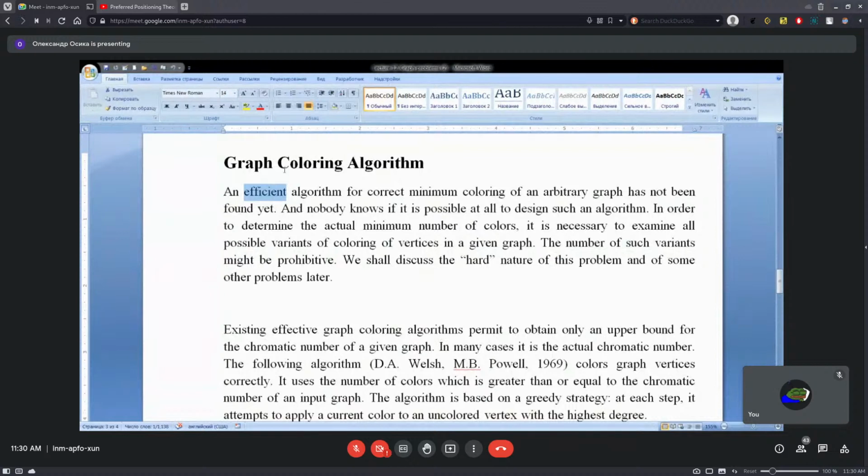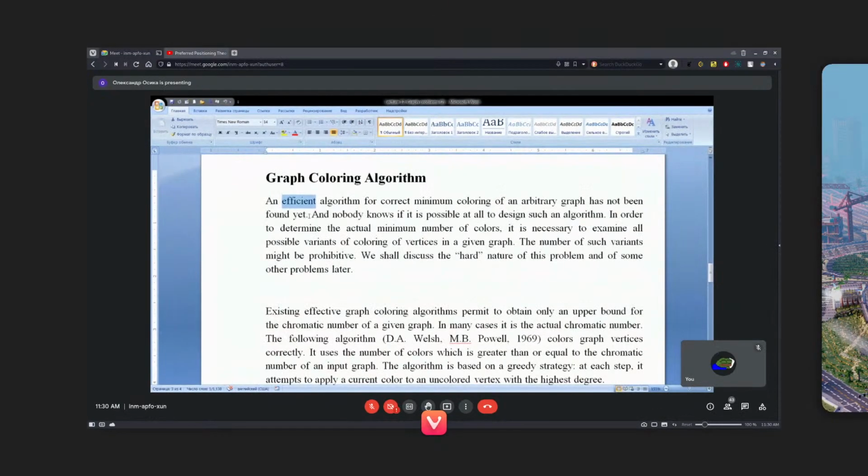For this problem, the efficient algorithm that solves the problem for any input size has not been found yet. And nobody knows if it is possible at all to have such an algorithm.